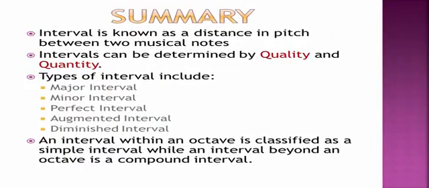Summary. Let's go to the summary. An interval is known as the distance in pitch between 2 musical notes. Intervals can be determined by quality and quantity. The types of intervals include major interval, minor interval, perfect interval, augmented interval, and diminished interval. An interval within an octave is classified as a simple interval, while intervals beyond an octave are compound.